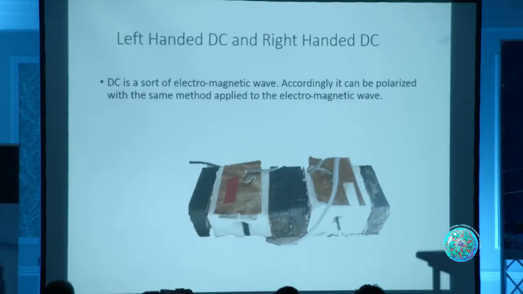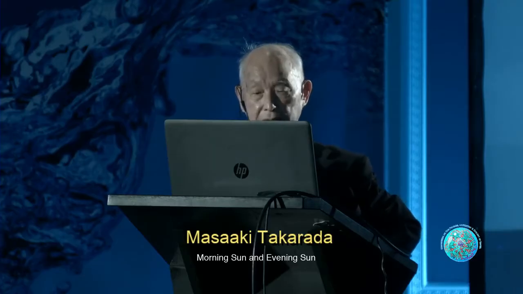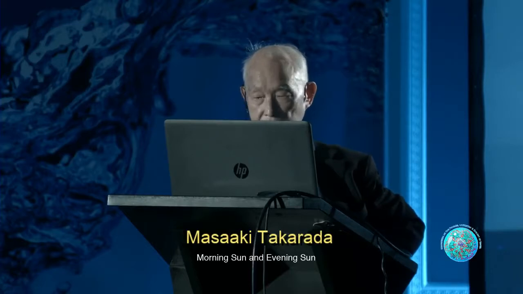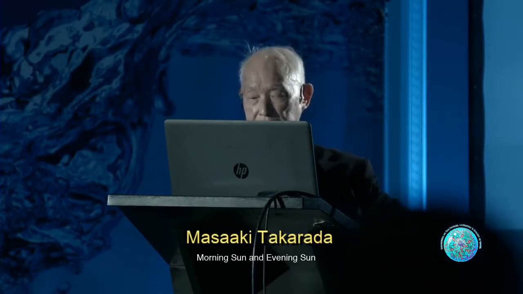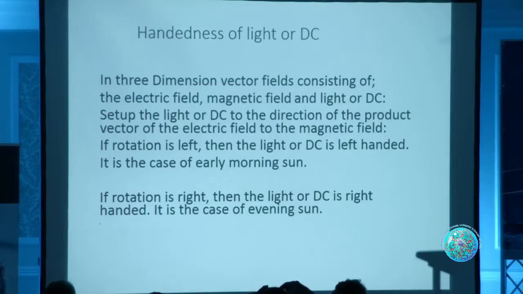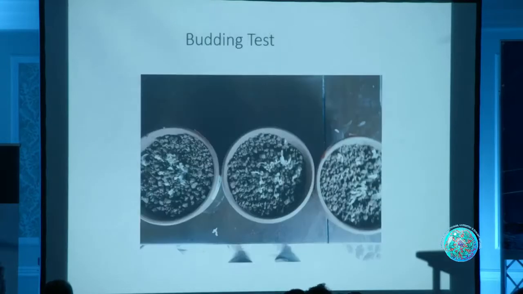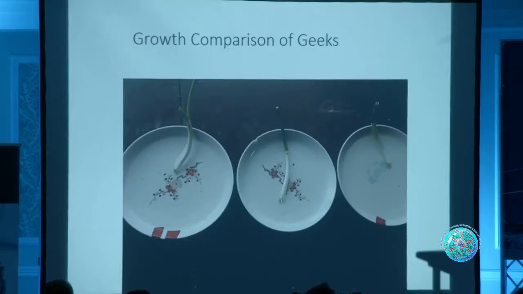Here I mean the left-handed DC and right-handed DC, because DC, a sort of electromagnetic wave, can be changed to LED, and the LED turns into right-handed or left-handed light. I irrigated the water illuminated by left-handed light, right-handed light and non-handed light. I couldn't find a clear difference between the three. But here I show you the growth comparison of the leek supplied by left-handed, right-handed and non-handed water.